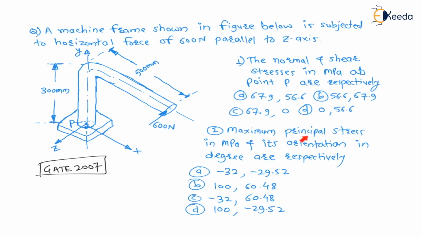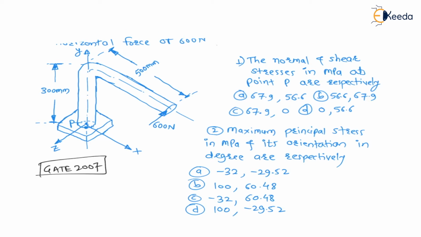Again, maximum principal stress in MPa and its orientation in degree are respectively. Means here our target is to find the state of stress at point P and major principal stress and its direction. This is the question, right? Now note down this question. Here I am erasing the question. I am only keeping the diagram and I am erasing the question, right? Therefore note down the question. We will find the answer for this question.